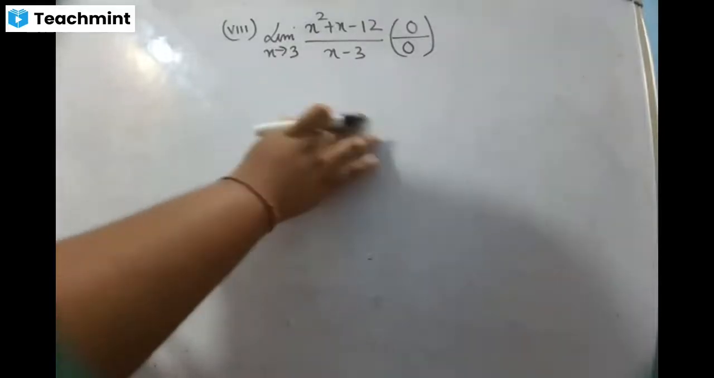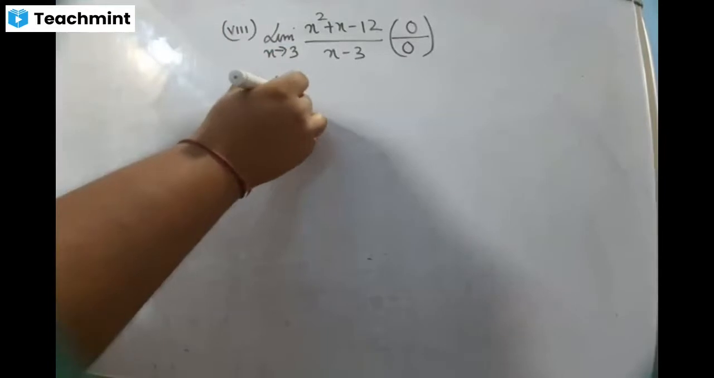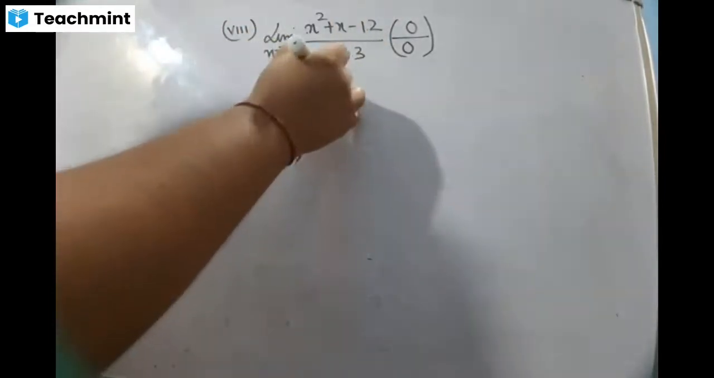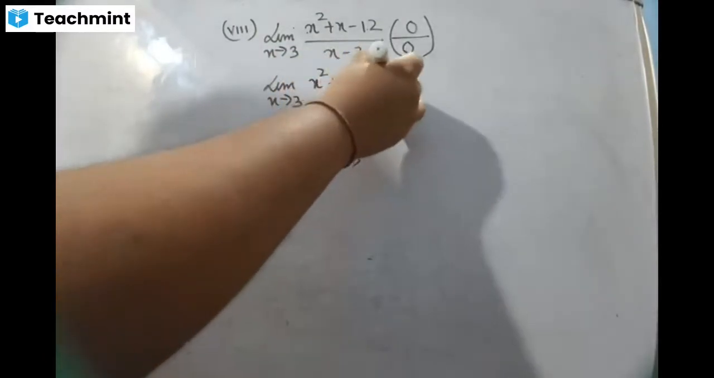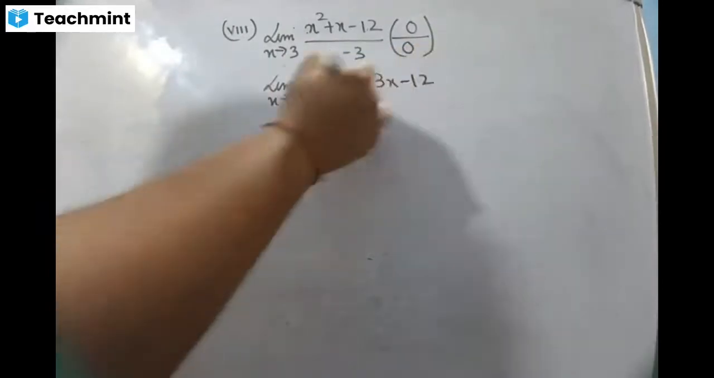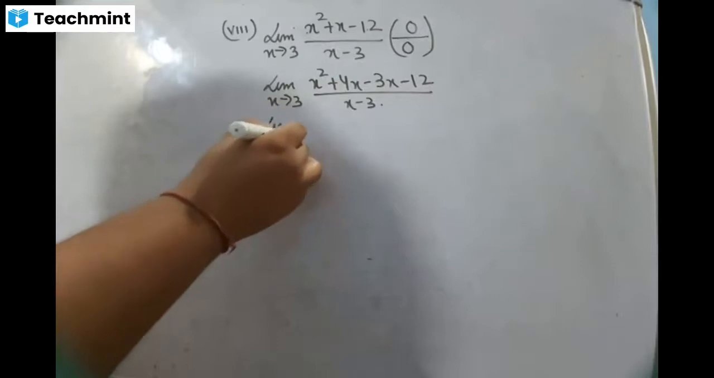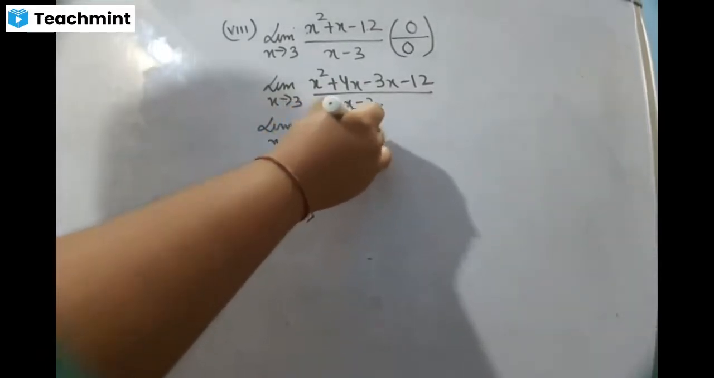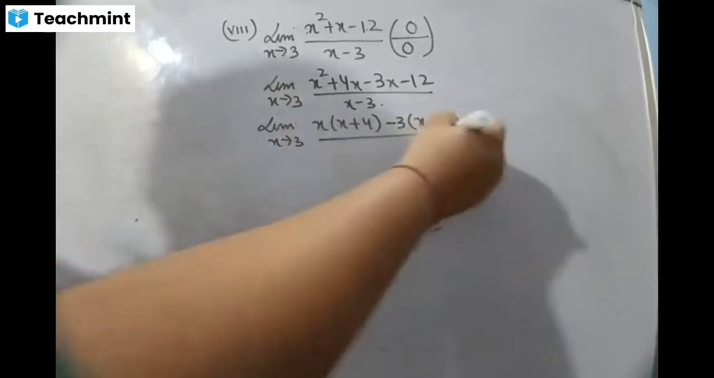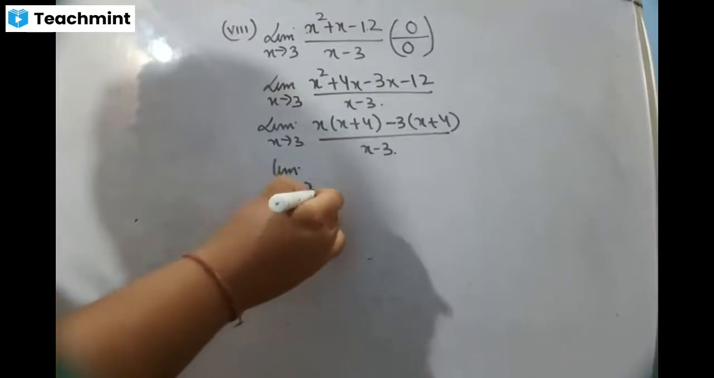Factorization was taught in class 9, class 10. So look at the board. Limit x tends to 3. 12 ones are 12. I need to get x. So the factors are going to be 4 and 3, because 4 threes is 12, and 4x minus 3x will give us x divided by x minus 3. What is common? Please tell me. So x is common, so you get x plus 4, minus 3 is common, so x plus 4 divided by x minus 3. So limit x tends to 3.